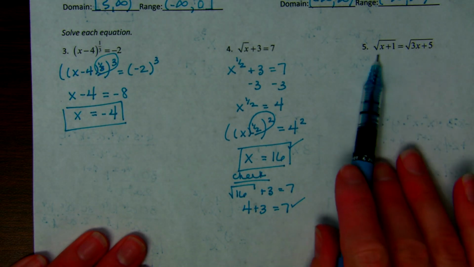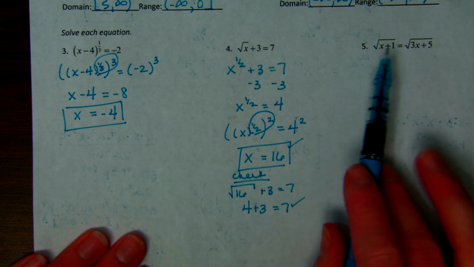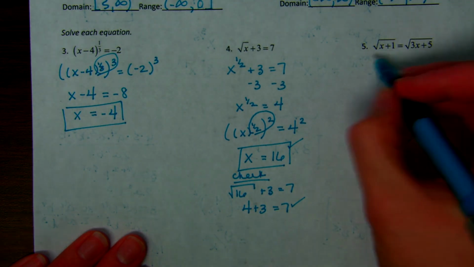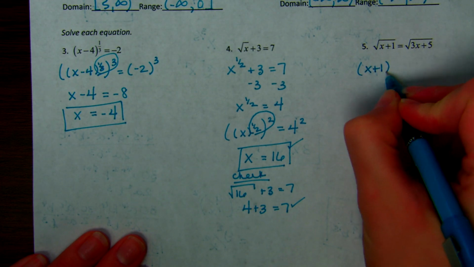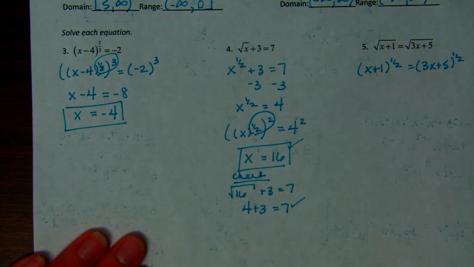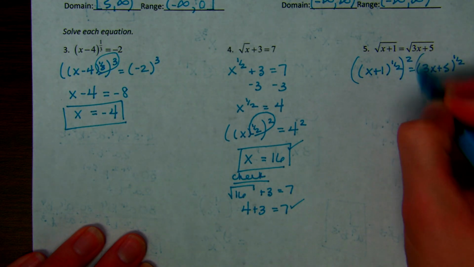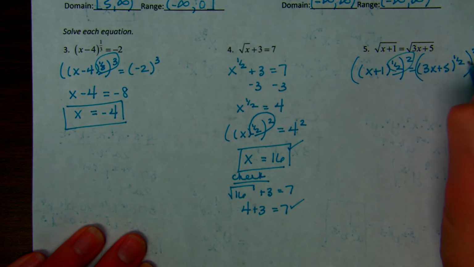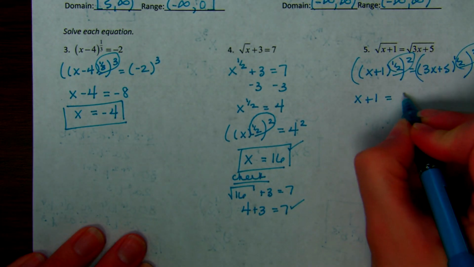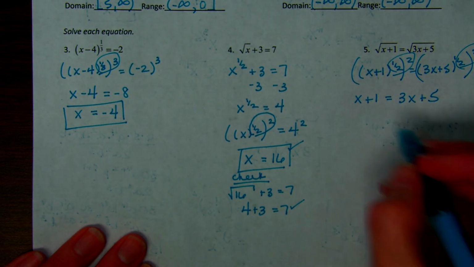All right, this last one is a square root on both sides, which is actually one of the easiest ones to do because I don't have to do any math to get anything alone. I've got a square root on both sides. We can rewrite this as (x plus 1) to the 1/2 is equal to (3x plus 5) to the 1/2. And to get rid of those 1/2s, we square both sides. It takes care of both of those exponents. We get x plus 1 is equal to 3x plus 5, and then I just have to solve this equation.